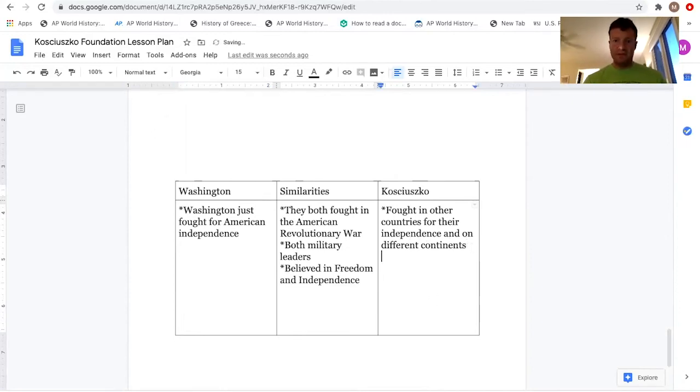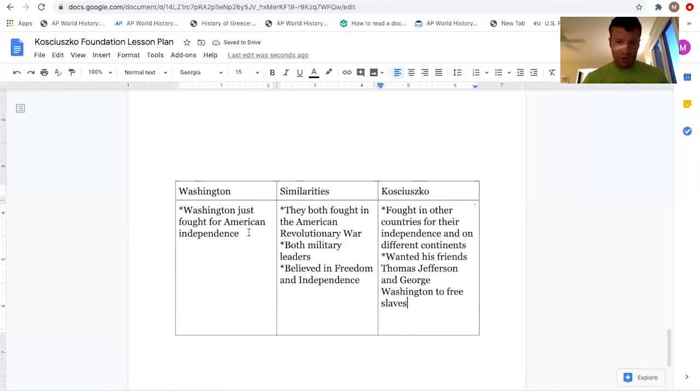Some other differences is Kosciuszko wanted his friends Thomas Jefferson and George Washington to free their slaves. So he couldn't quite understand how in the United States, where they wanted freedom and independence, they were also enslaving people. So as we heard in the video, he actually left behind money to help Thomas Jefferson free his slaves.